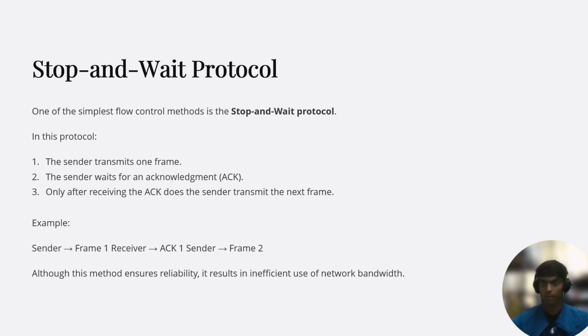Let us understand this with an example. The sender sends frame 1 and waits for acknowledgement 1. After receiving the acknowledgement, the sender sends frame 2. This method ensures reliability because each frame is acknowledged before sending the next one. However, it is not very efficient.